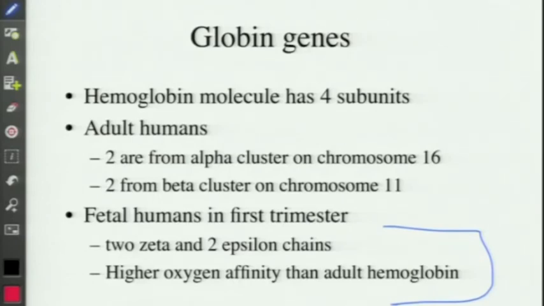So the fetus is developing within the mother. It's getting oxygen from the mother's blood supply via the placenta, right? If fetal hemoglobin had the exact same affinity for oxygen as maternal hemoglobin did, what would be the gradient of oxygen supplied to the fetus? It would be less than if the fetal hemoglobin has higher affinity for oxygen than the adult.